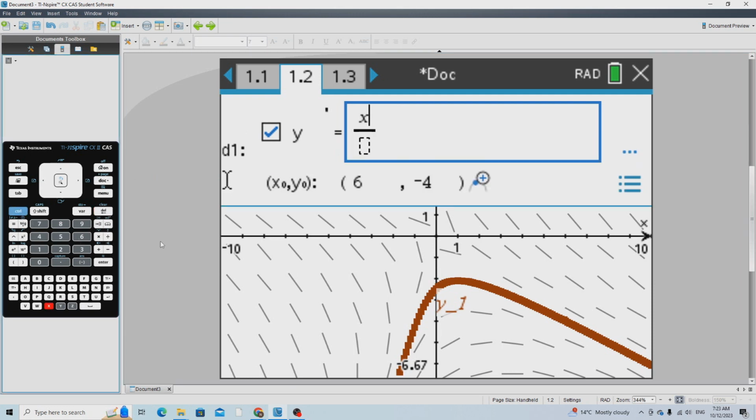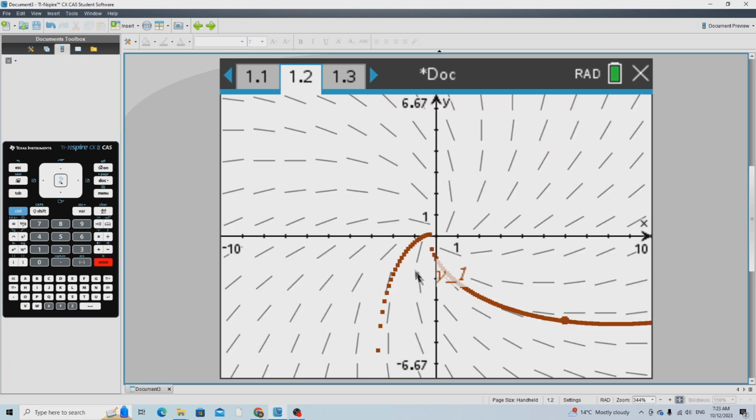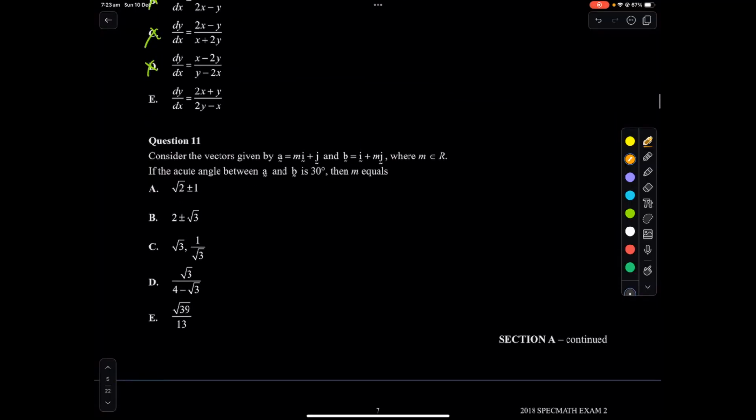Well, the second one is just x plus 2y, 2x minus y. And to that, aha, this here does not look good. As you can see, it moves like this, and that's not our path. Easy. Now, next question. Question 11.